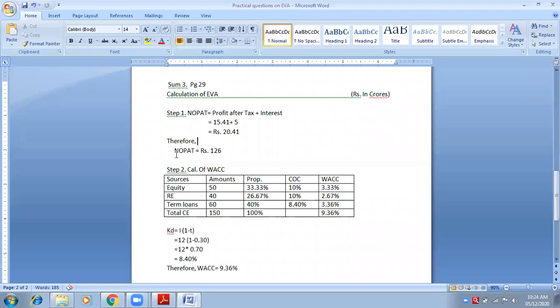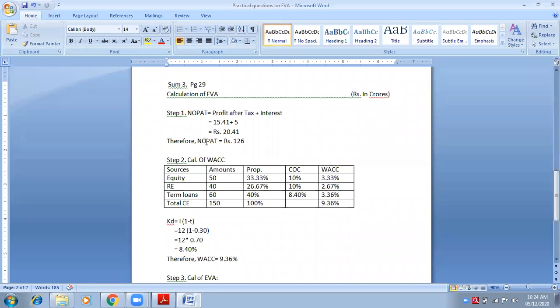Therefore, NOPAT will be 20.41 rupees. See how simple the formula is. Because no NOI and NOE is given, therefore only add interest. Okay, you will say, ma'am, less tax.